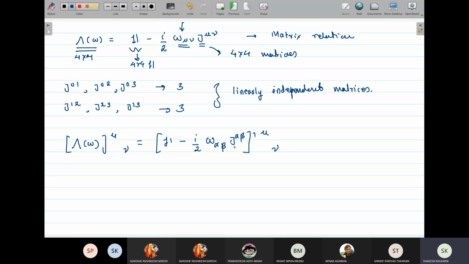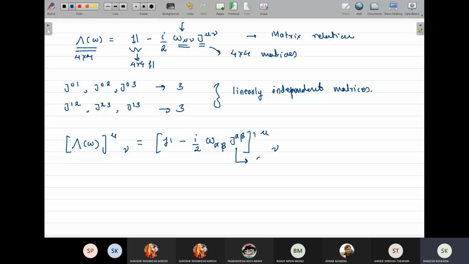So for example, there will be a sum over alpha beta. Suppose this is alpha equal to 0, beta equal to 1. So omega 01 J01. Its mu-nu-th entry, J01 will be a matrix. Its mu-nu-th entry, that will be that together with this delta mu nu. So the mu-nu-th entry of identity will be delta mu nu. Okay, this combination will be lambda mu nu. We demand. We are not yet fixed.